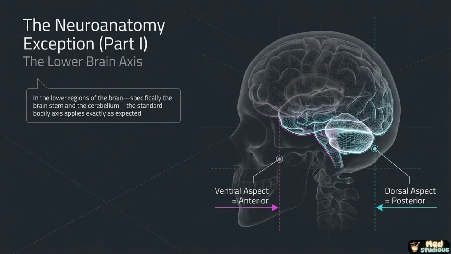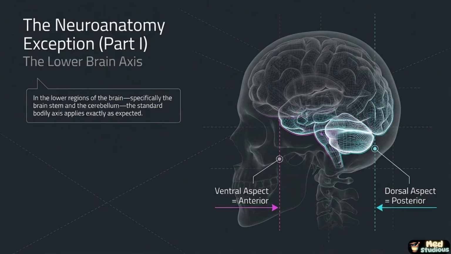Now we enter one of the most fascinating and frequently confusing areas of anatomical terminology: the brain. Neuroanatomy plays by slightly different rules, and understanding why makes all the difference. Let's start with the lower brain regions, specifically the brainstem and the cerebellum. Good news here. In these lower structures, the standard bodily axis applies exactly as you would expect. The ventral aspect of the brainstem corresponds to its anterior surface, the front-facing side. The dorsal aspect corresponds to its posterior surface, the back-facing side.